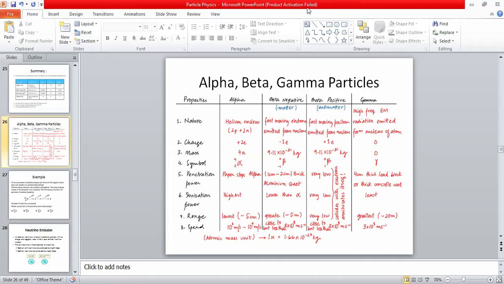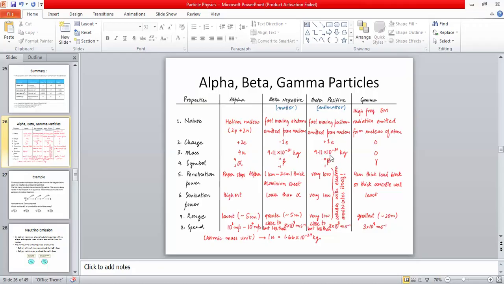And next, what is the charge which is present? The charge present on alpha is +2e, on beta negative is -1e, on beta positive is +1e, and on gamma there is no charge. Mass is 4u, and the electron mass is 9.11 times 10 power -31. How does it appear? You just multiply 0.0005 with 1.66 times 10 power -27. So you will get this value.